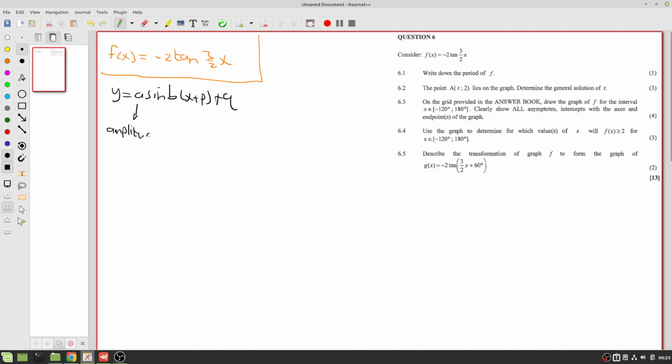The amplitude is, if you have a graph like this, how far does it go up and down. So this has a bigger amplitude than this, and that has a smaller amplitude. So that is amplitude, and that's the a value.